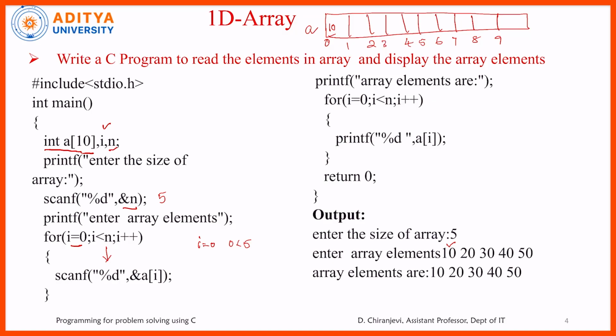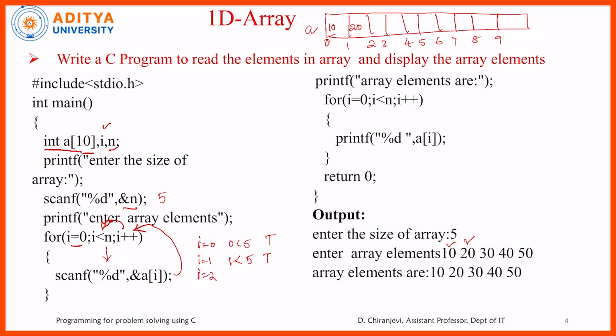After reading the 0th index value, you update the index with i plus plus. i plus plus by default adds 1, so i now becomes 1. It again checks i less than n, so 1 less than 5, which is also true. So you read a of 1, and the user entered 20, so 20 will be stored at index 1. Similarly, i plus plus again, and i becomes 2.